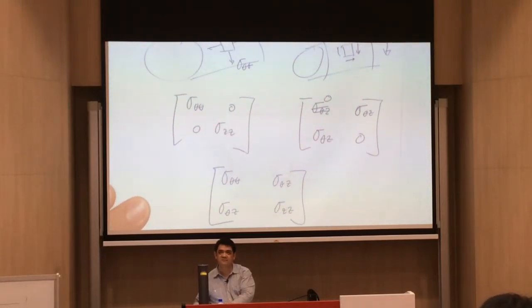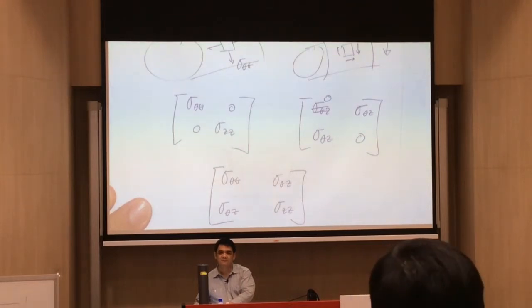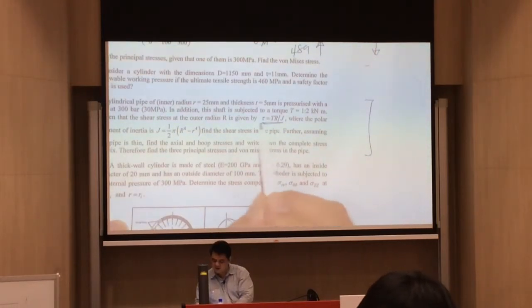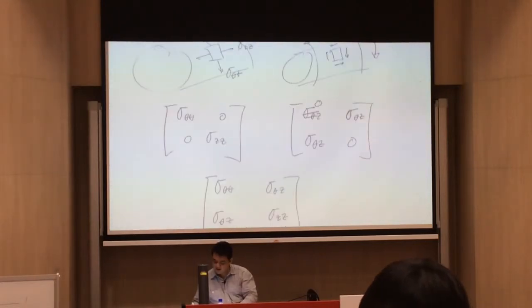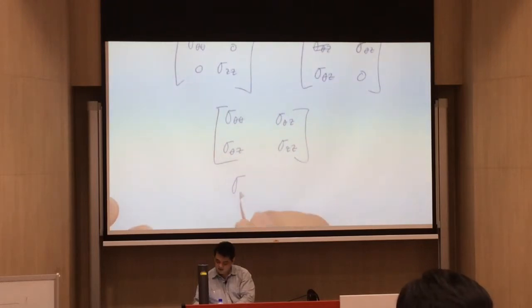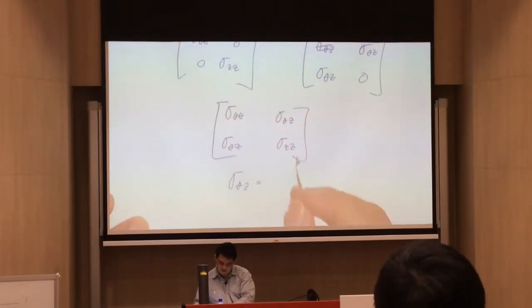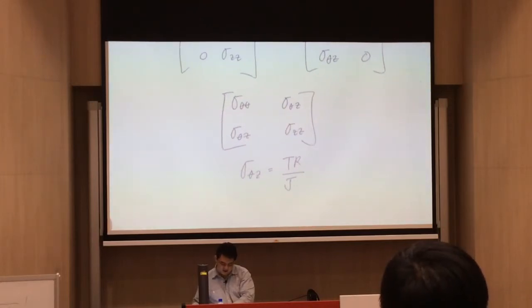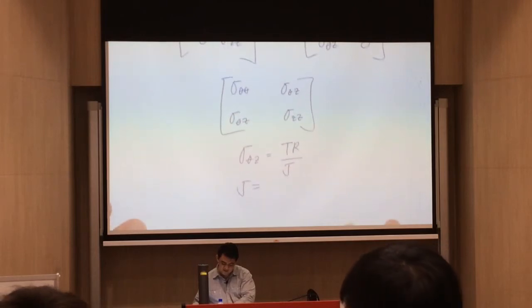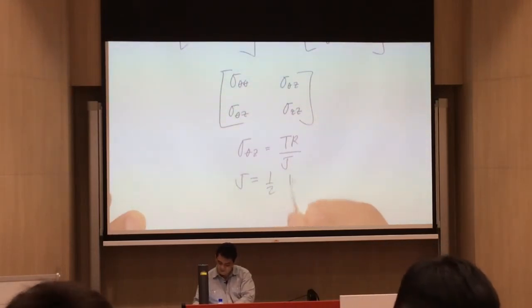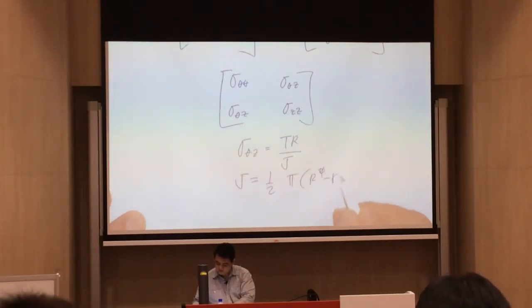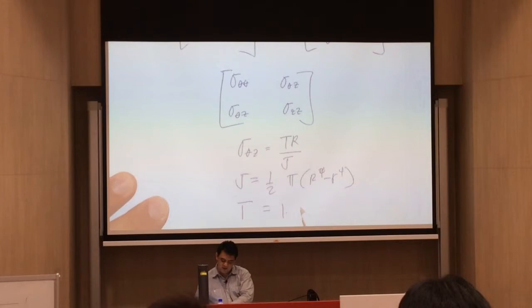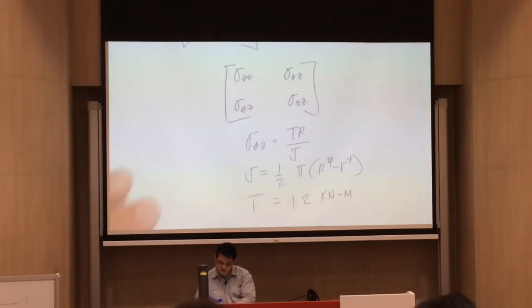So try to solve. The equation is given here. This is your shear stress, sigma theta z is equal to Tr over J. That's already given. Your J is given as one half pi, and of course your torque is also given as 1.2 kilonewton meter. Sorry for that.